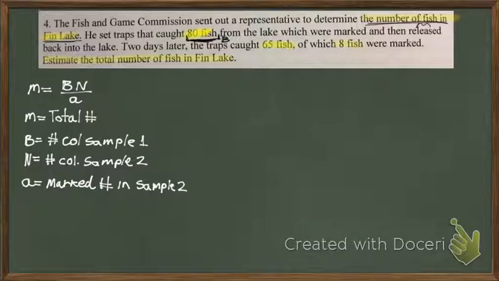Which were marked and then released back into the lake. Two days later, 65 fish were caught. Well, that's sample 2, 65 fish. That's N, 65 fish, of which 8 fish were marked. So in the second sample of 65 fish, 8 fish were marked. So A in our equation is 8 fish. There we go. We have all 3 of our variables identified in the problem statement, so now we're free to continue with the problem.